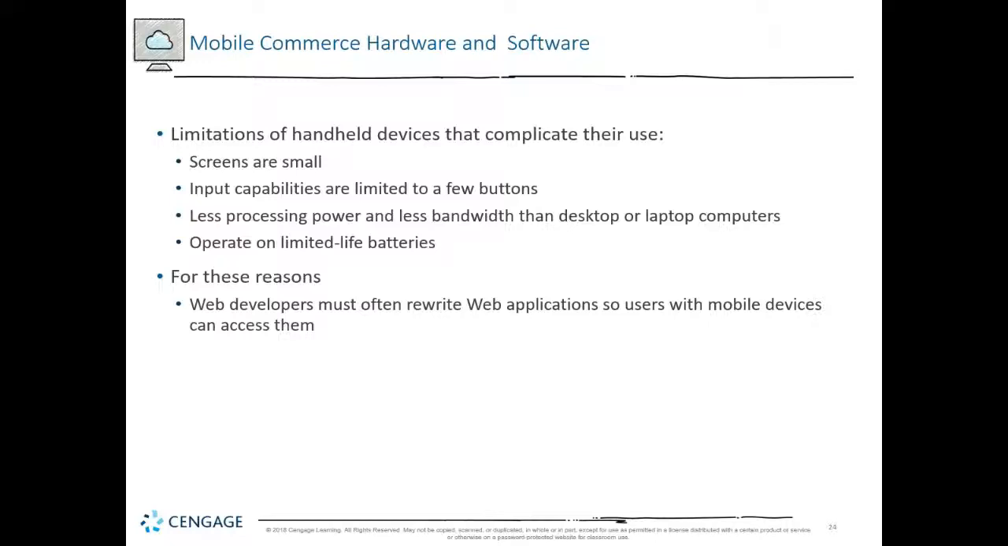For these reasons, web developers must often rewrite applications so users with mobile devices can access them.